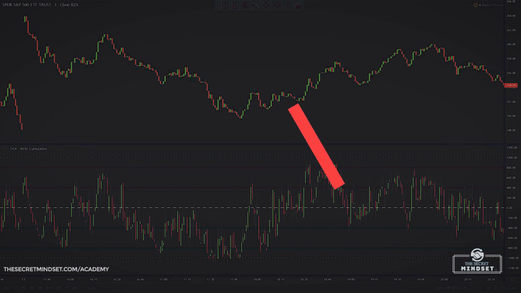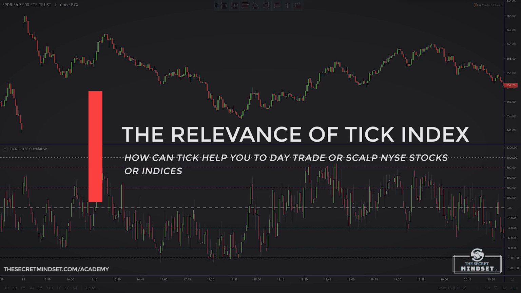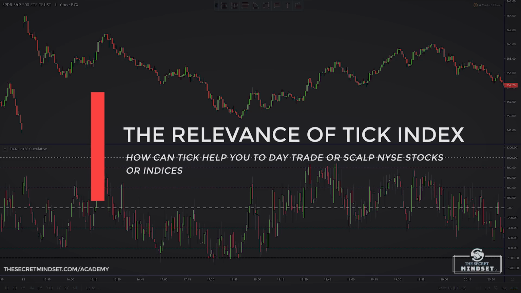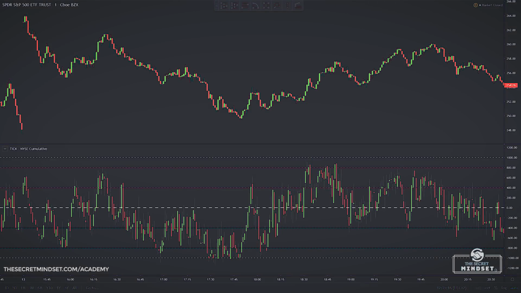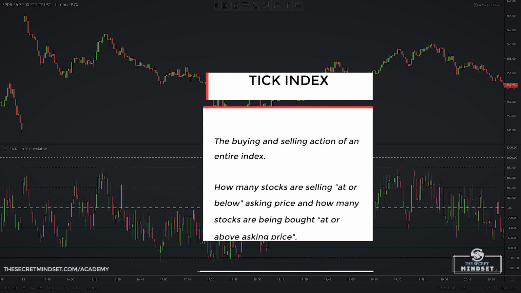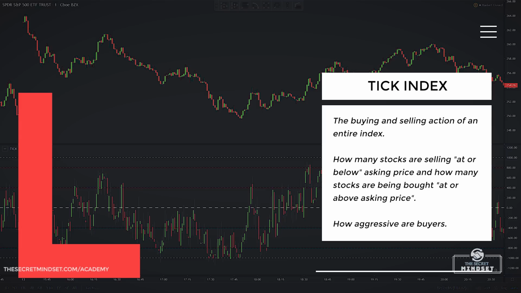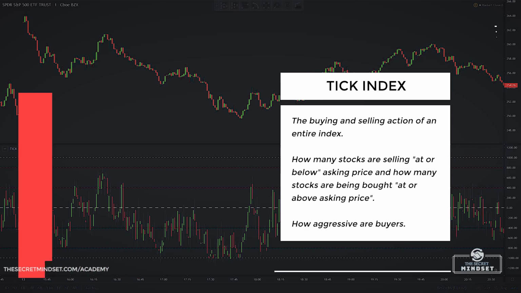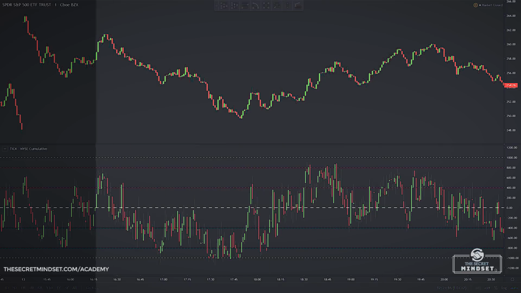Let's step back and look at the big picture. Why is tick important? How is this relevant to you as a day trader or scalper? And why do you need to pay attention to tick? Well, because the tick index is recording the buying and selling action of an entire index. This tells us how many stocks are selling at or below asking price, and how many stocks are being bought at or above asking price. It tells you how aggressive buyers are overall at one moment in time.